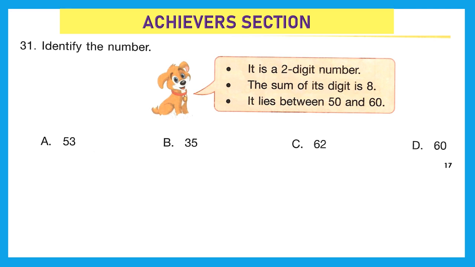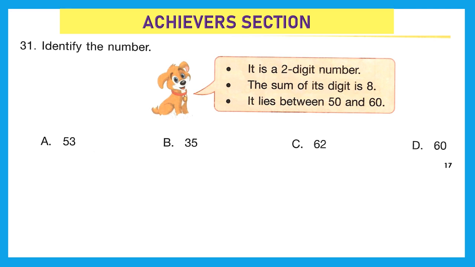It lies between 50 and 60. This is the biggest clue because it will be between 51 to 59. Any number it can be, which sums to digit 8. So the quick thing which you can do immediately is, out of 4 options, quickly check which is the number that is falling from 51 to 59. Is it option A 53, option B 35, option C 62 or option D 60? It is only one option, that is 53. So we got our answer already.